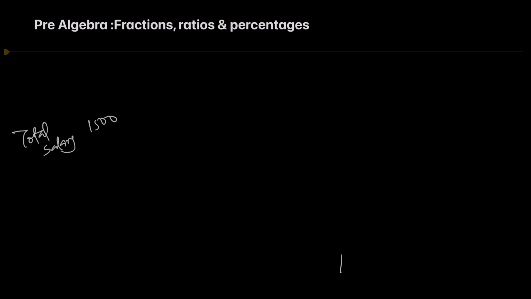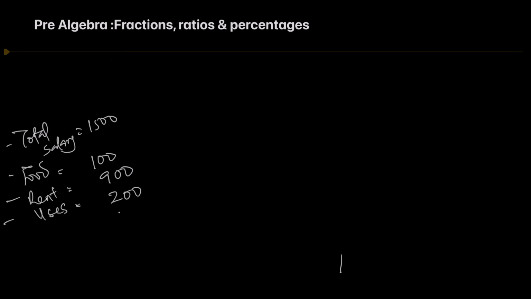And then say, this is one. And then say maybe out of my total salary, I decide to use for food, I decide to spend like 100. For my rent, I decide to spend like 900. For maybe other use cases, I decide to spend like 200. And then I decide to save like 300, right? So in this case, this basically adds up to the total, right?